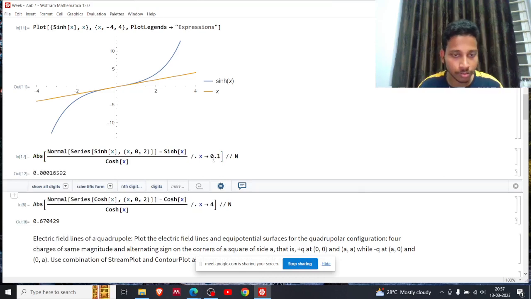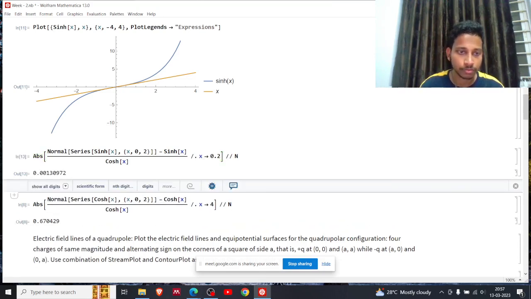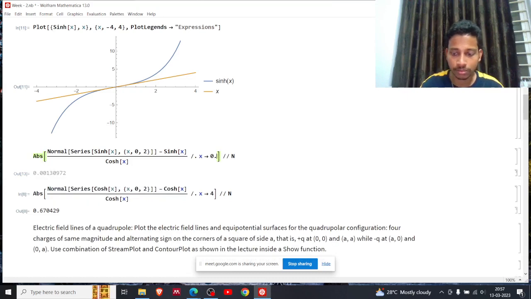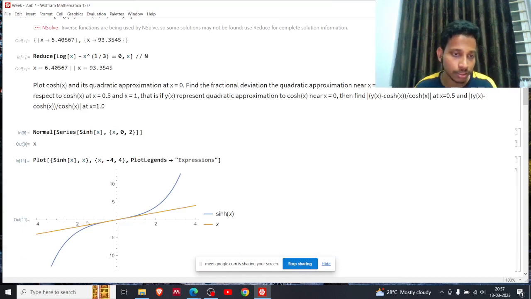Now again if we do the same thing, sine hx, at point 1 you can see that this is giving 0.0000016592. Now if we change the value, you can see that the value is increasing. So in this way we can actually say for which range we can approximate the sine hx with x.